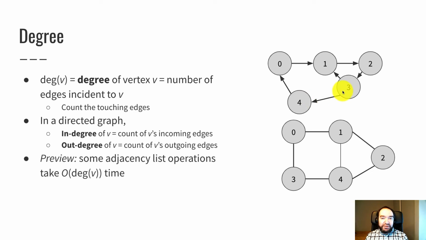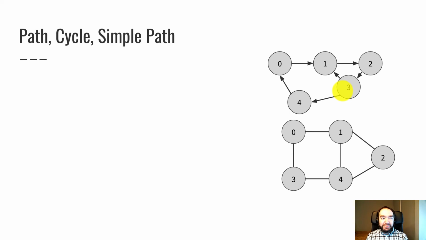Just as a preview, part of the reason why we're highlighting this now is because there's a data structure called an adjacency list we're going to cover soon, and some of its operations take big O of degree of V time, so that's why we're defining what degree is at this point.